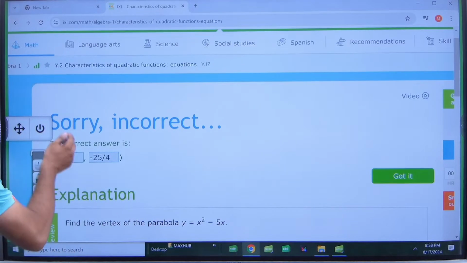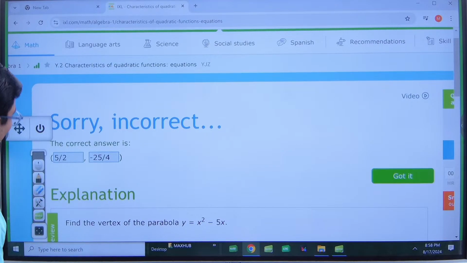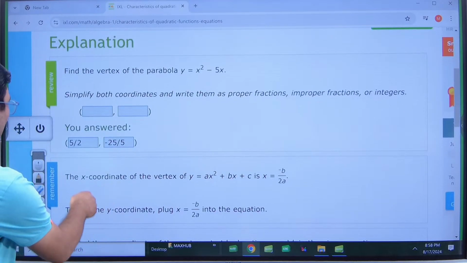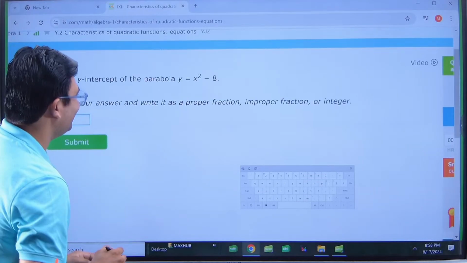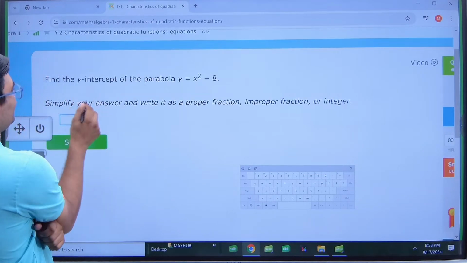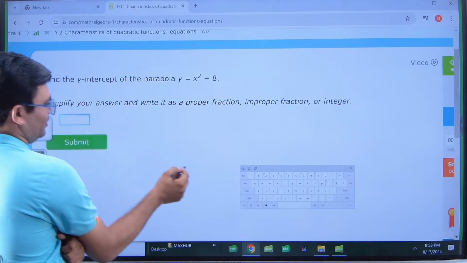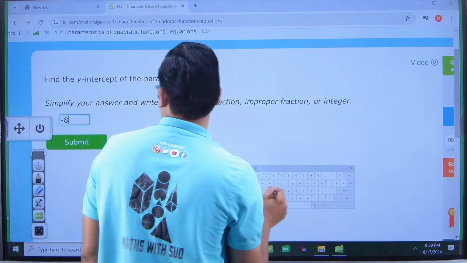Sorry, I accidentally typed 5. So I'm going to make it up, just wait. We're not mentioning that. So the y-intercept is going to be minus 8. Let me do it faster.